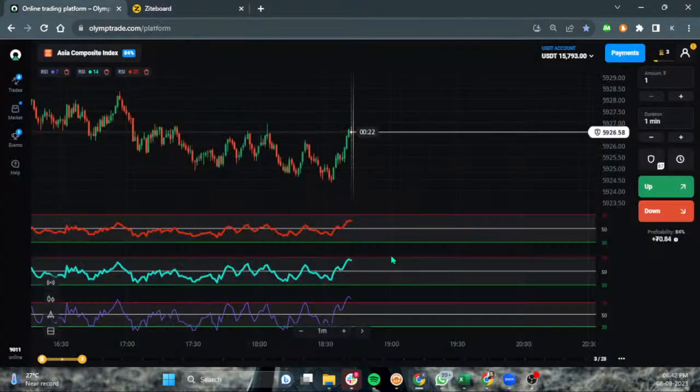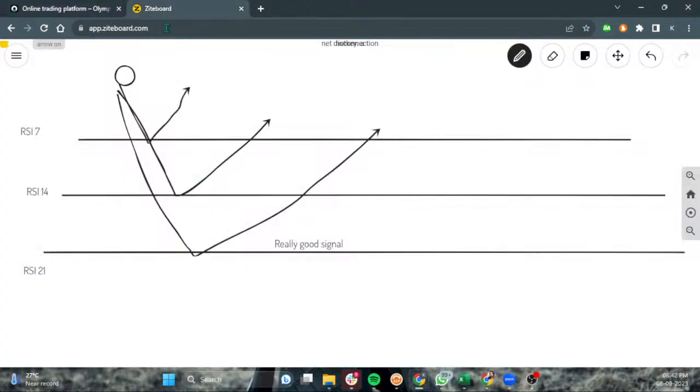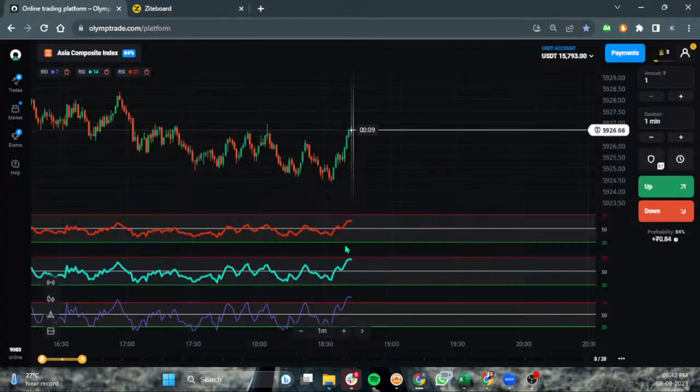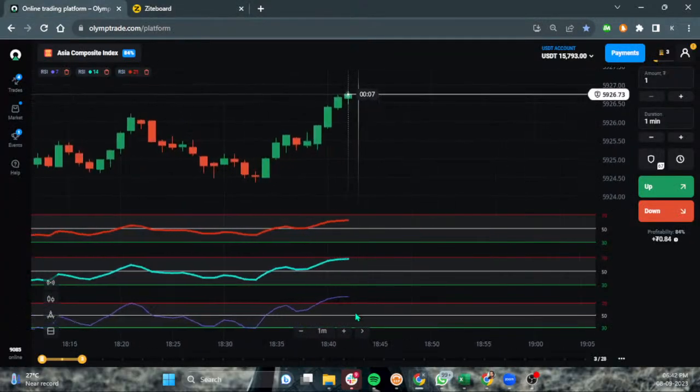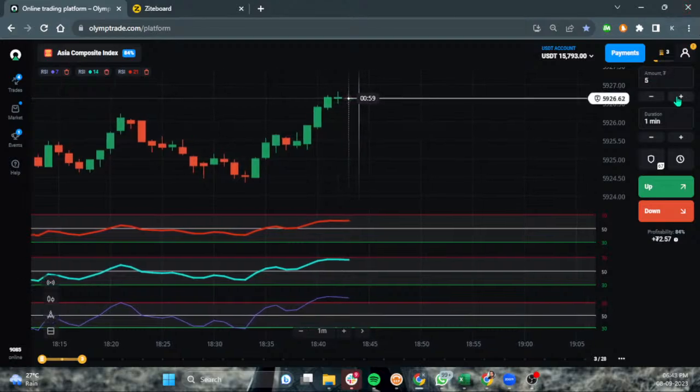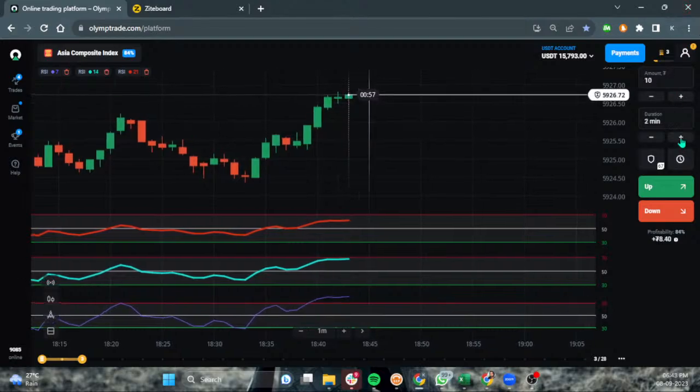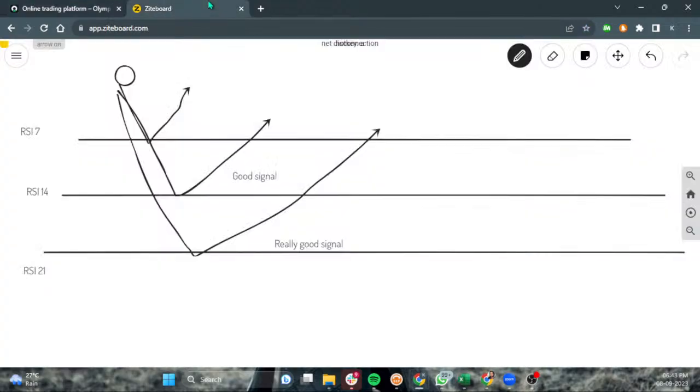But when you see that only RSI 14 and RSI 7 are crossing, in that case, it's a good signal. This one. Good signal. Like right now, we have a good signal. If you see, RSI 7 over here has crossed the 70 barrier, or not crossed, but it has touched it. So we can definitely open a downward trade. Let's see if we can do it. And when you see that only RSI 7 has crossed, it means it's just a signal to open a trade.